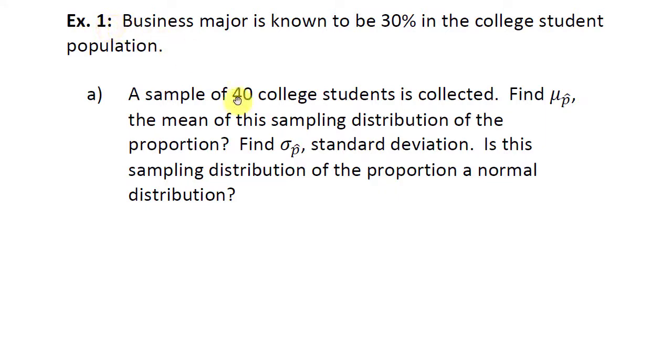So example 1 begins with a description saying that business major is known to be 30% in the college student population. And part A now is asking, a sample of 40 college students is collected. Find mu p hat, the mean of this sampling distribution of the proportion. Find sigma p hat, the standard deviation of this sampling distribution of the proportion. And is this sampling distribution of the proportion a normal distribution?